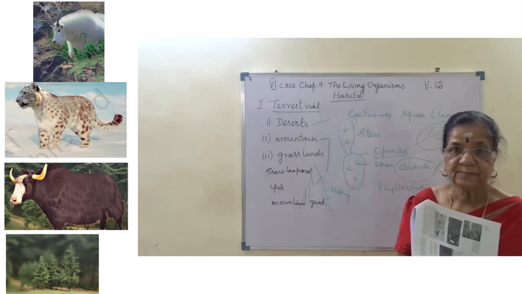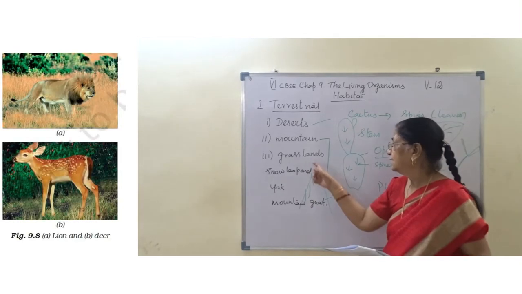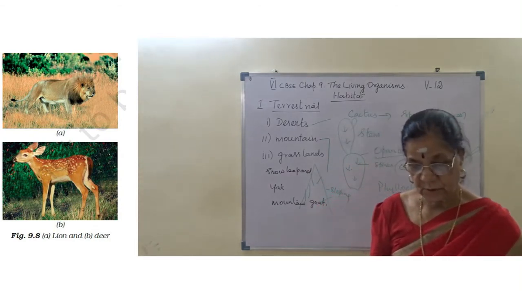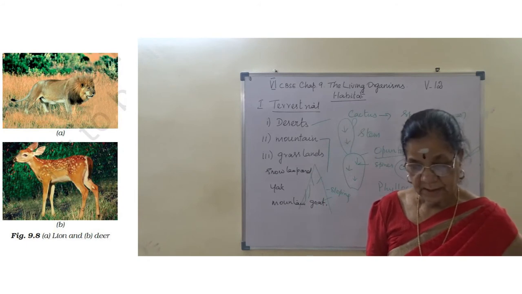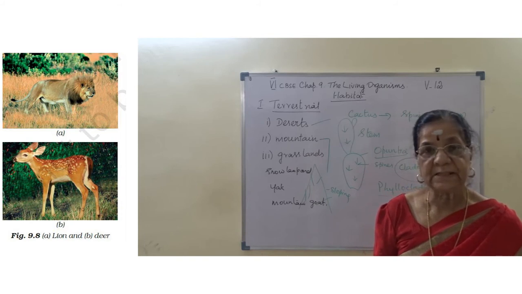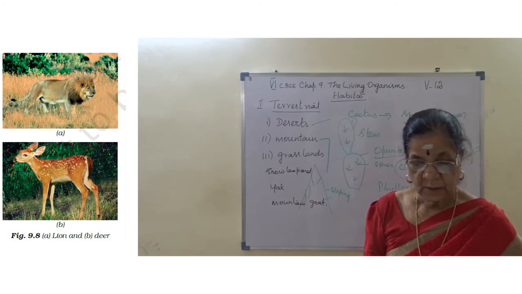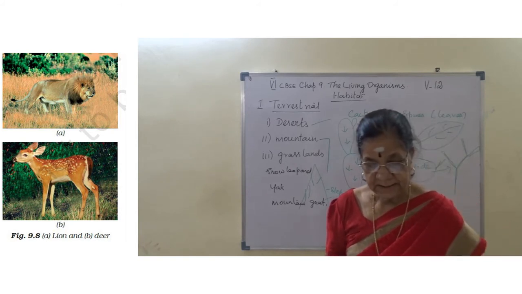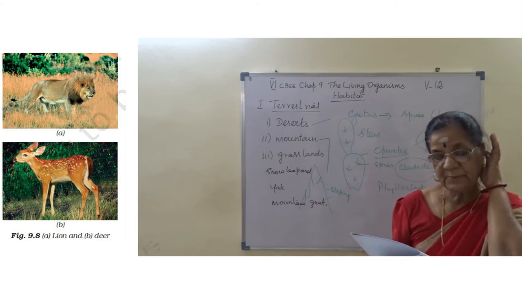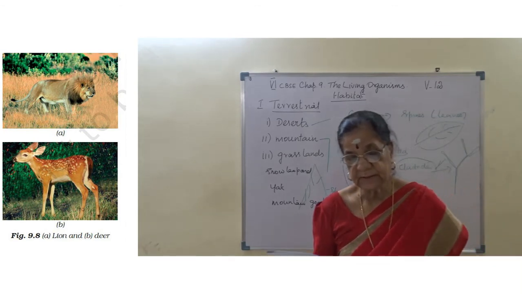I hope you understand. The next one is grassland. A lion lives in a forest or grassland and is a strong animal that can hunt and kill animals like deer. And it is light brown in color.